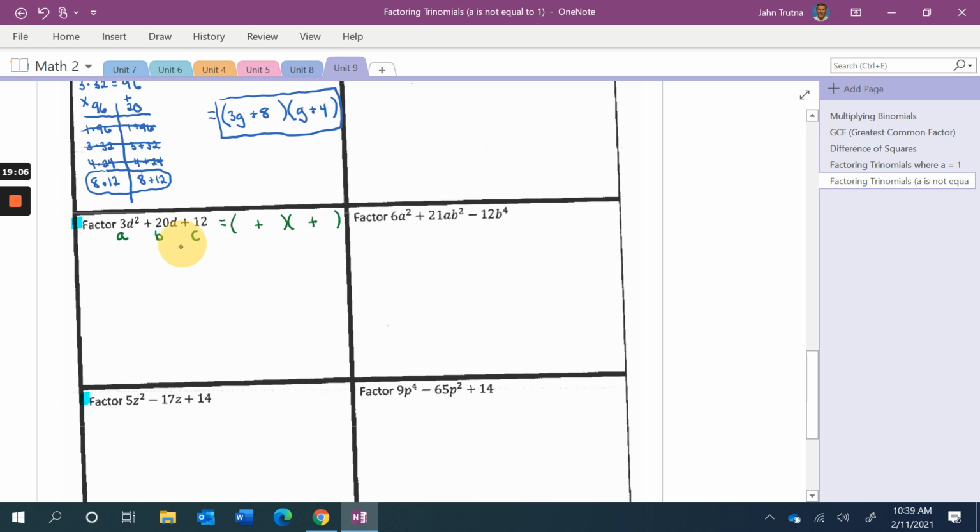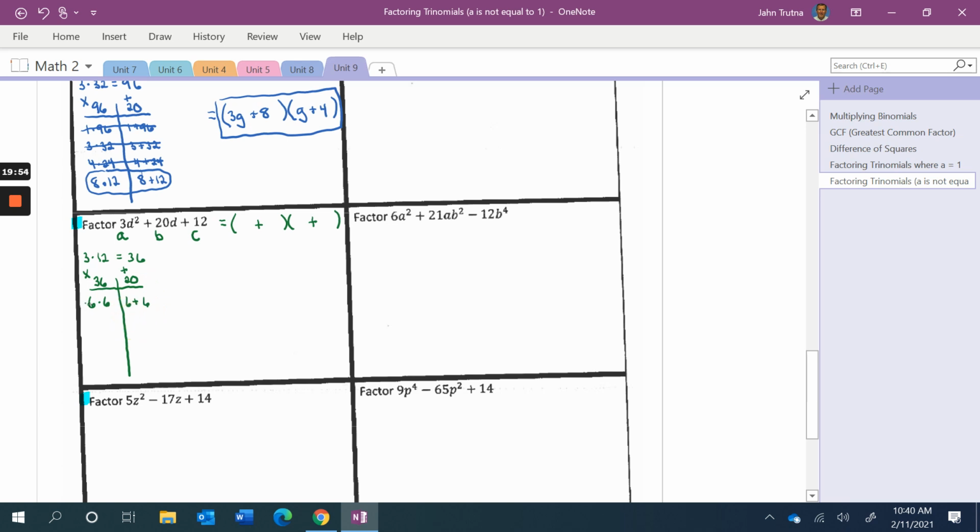Now what do I do? If my a value is some number other than 1, remember you take your a value, which is 3, you multiply it with your c value, which is 12. 3 times 12 is 36. And then you set up your factor t chart to find your two numbers that are going to go in your two factors here. 36 represents the first column, which represents multiplication. Then the second column is always your b value, which in this case is 20, and that's going to represent addition. So now my mathematical puzzle is find two numbers that multiply to make 36, 6 times 6, but they have to add also to make 20.